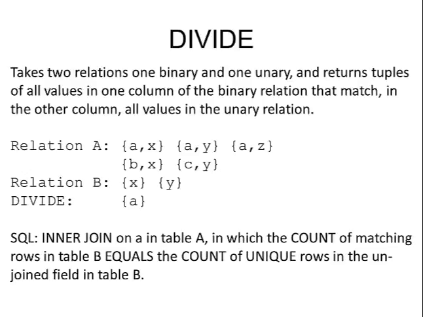Divide takes two relations, one binary, one unary. This is the slightly more complicated one. Unary meaning it just has one value in it, binary having two values in it. It returns tuples of all values in one column of the binary relation that match the other column of all values in the unary relation. So we've got X and Y, so A goes with X and A goes with Y. B, A. All right. Oh, it's because it's got X and Y.